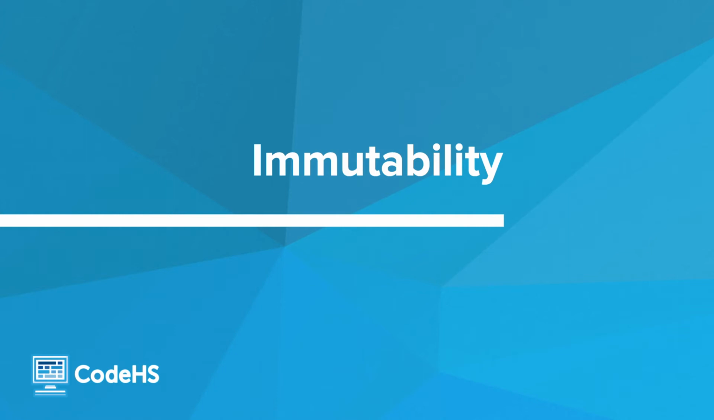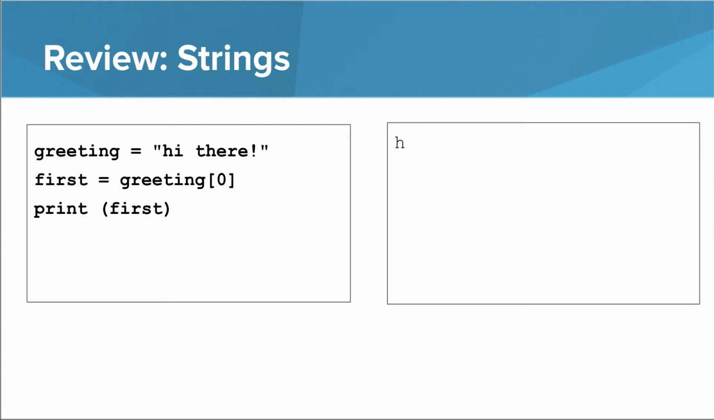Hi, in this video we're going to talk about a property of strings called immutability. In the last lesson, you learned how to extract a single character out of a string using square brackets and an index. You can use that character in a variable assignment like this. The variable first then holds a string that just has the letter H.